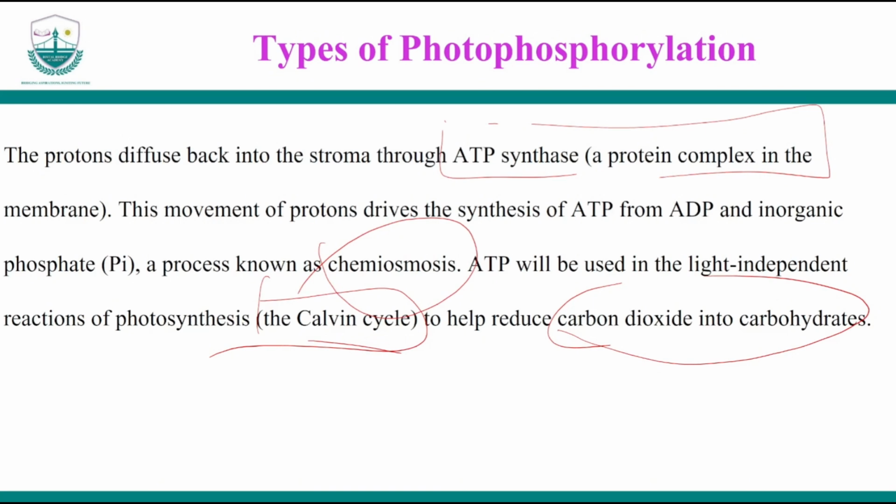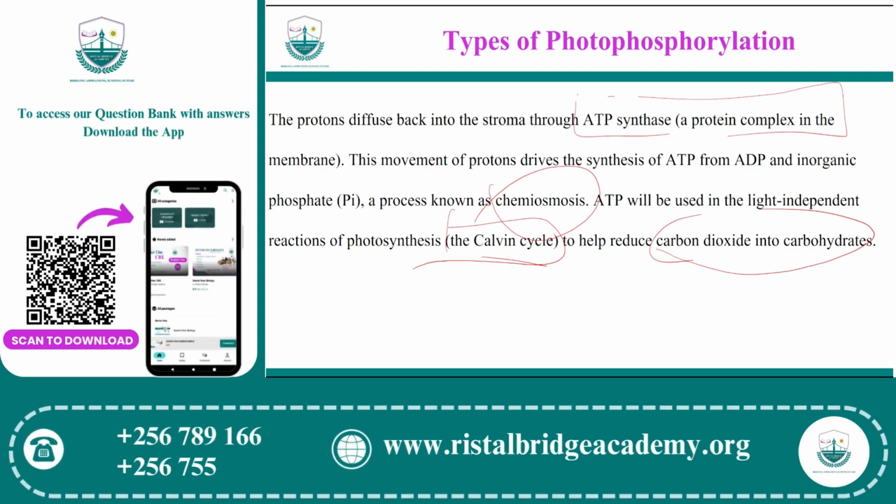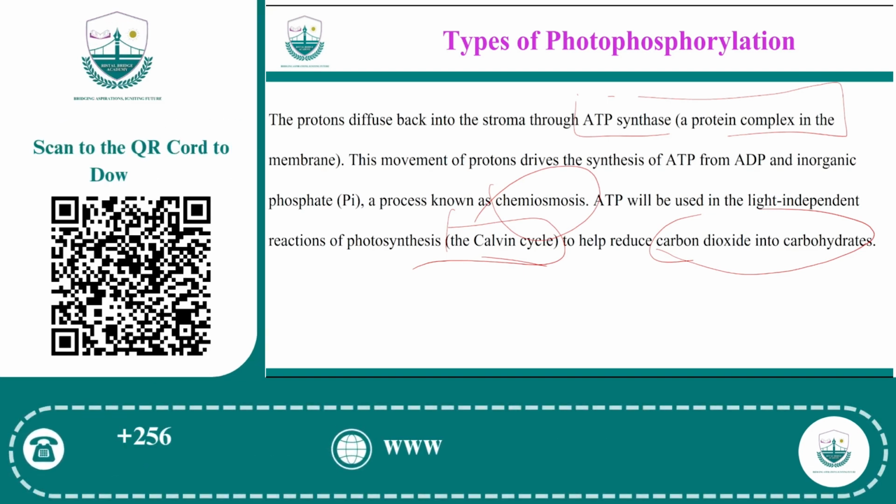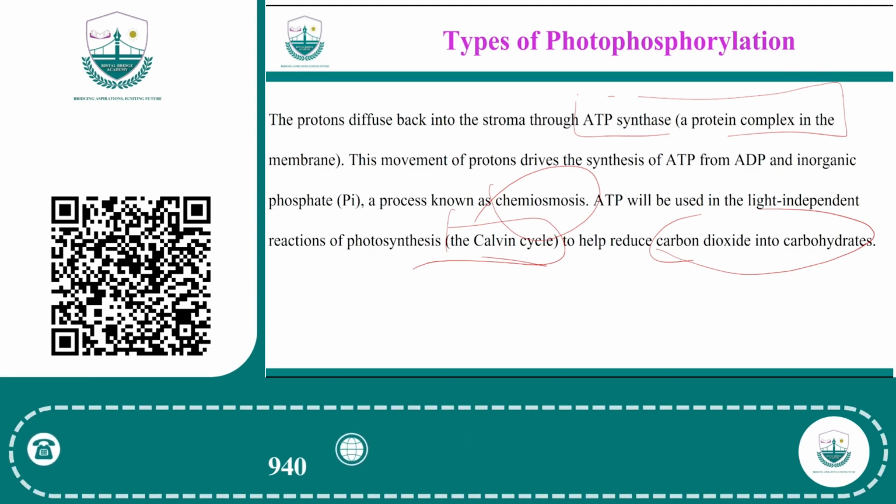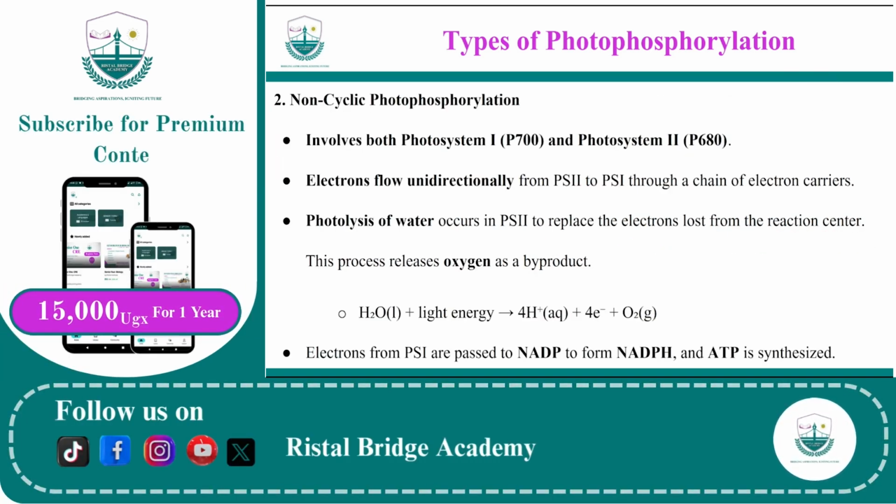Because of the high concentration of the hydrogen ions, the protons basically will diffuse back into the stroma through the ATP synthase, and the movement of these protons is what you use to drive the synthesis of ATP from ADP and the inorganic phosphate, and the process is called chemiosmosis. This ATP can be used in the light independent stage of photosynthesis.